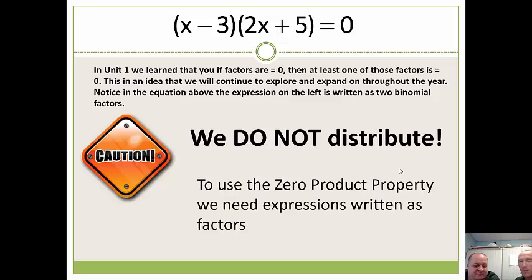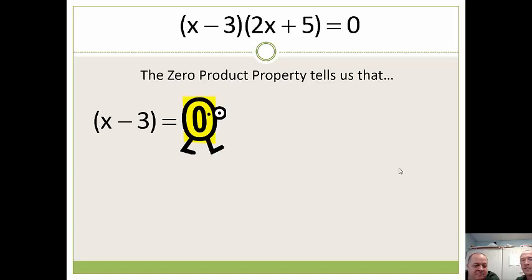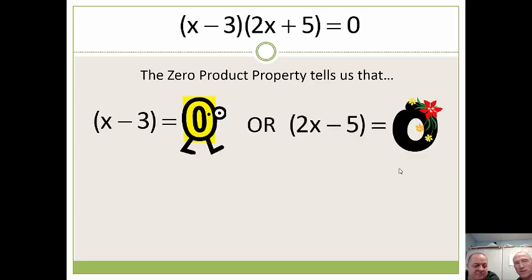To use the zero product property, we need expressions written as factors. x minus 3 is called a factor, and 2x plus 5 is another factor. They're binomials, so there are two terms. What we're going to do is take both of them and set each equal to 0. The zero product property tells us that x minus 3 can equal 0, or 2x plus 5 can equal 0. You take them separately.